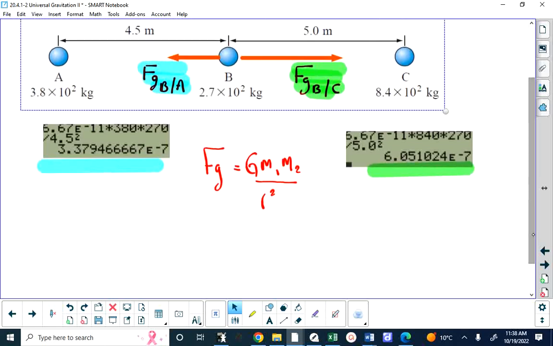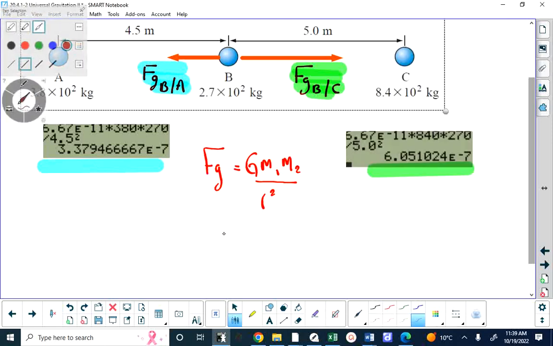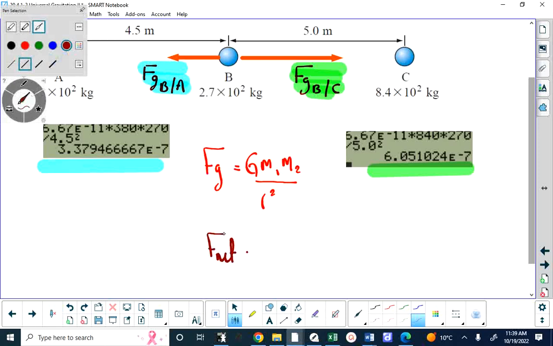So we're going to take this force that's currently on my calculator minus that 3.3794 whatever times 10 to the negative 7. And we get that answer, 2.67 times 10 to the negative 7 newtons to the right.